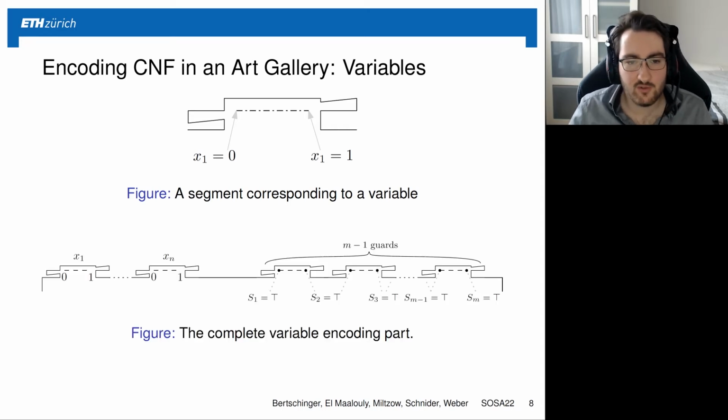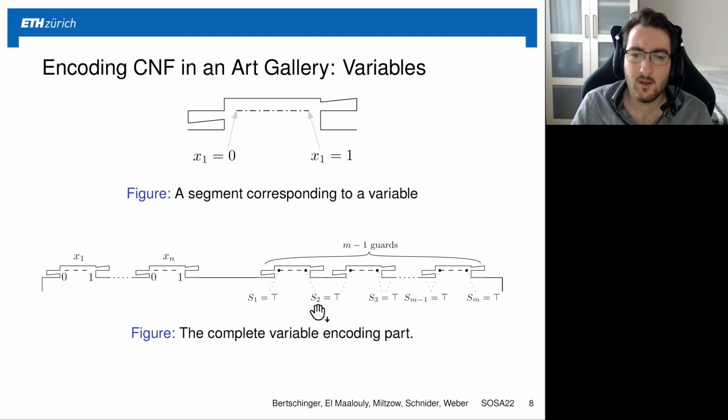So now for each variable of our hypercube, so for each dimension, we add one of these variable gadgets. And then we also have our m additional variables. And for these, we only add m-1 such gadgets. And we interpret these in a bit of a different way. So we say that some additional variable, for example, S2 here, we consider this variable to be true if the guard on its left stands at the rightmost endpoint, or if the guard on its right stands at its leftmost endpoint.